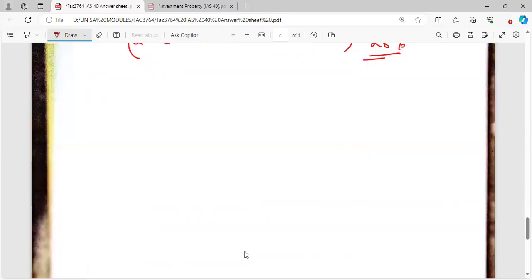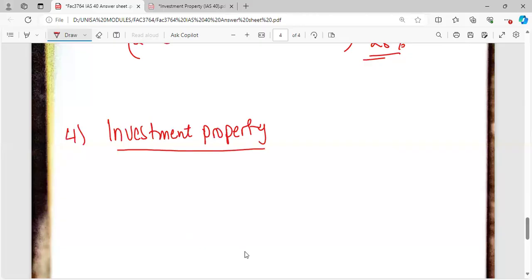So it's going to be our number 4, investment property. Right, what are we going to do with the investment property? What are we going to say about it? Investment property and PPE are the same. You treat them the same way.